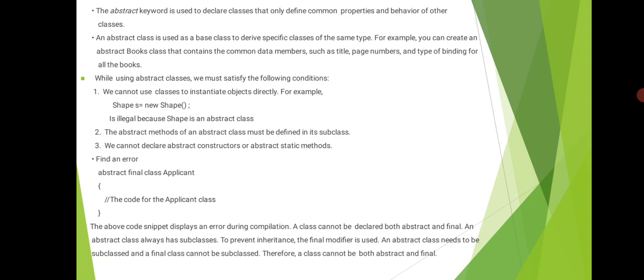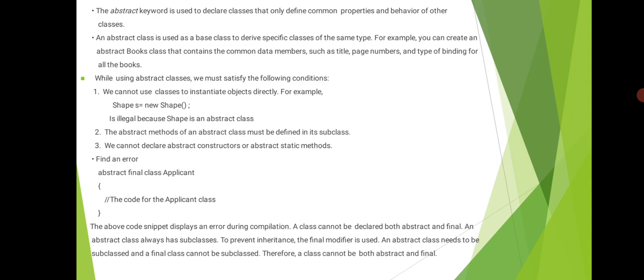For example, you can create an abstract book class that contains the common data members such as title, page numbers, and type of binding for all the books. So you are creating base classes or super classes. These classes are nothing but abstract classes. So abstract classes are always base classes or super classes, and they should always be inherited.